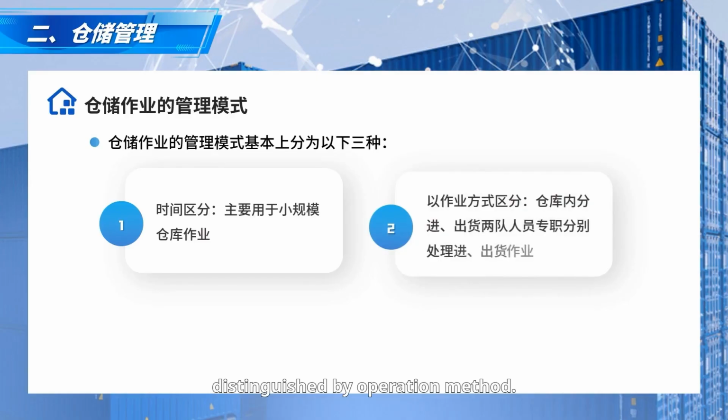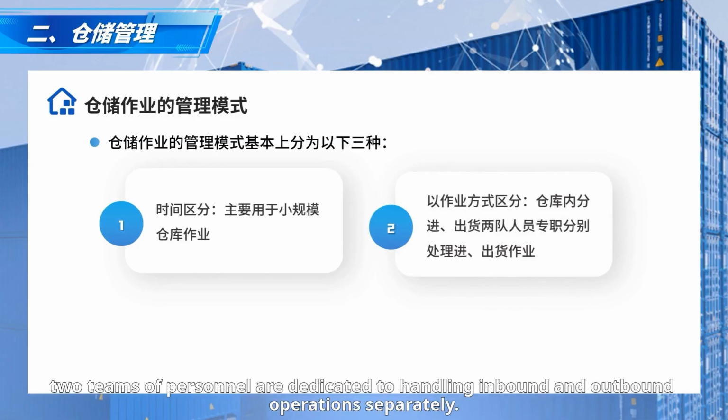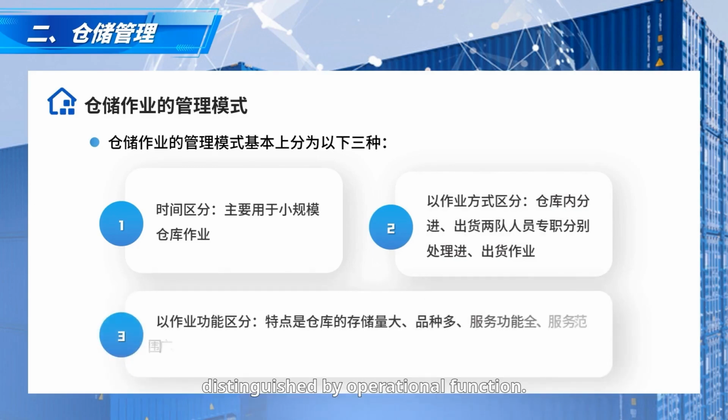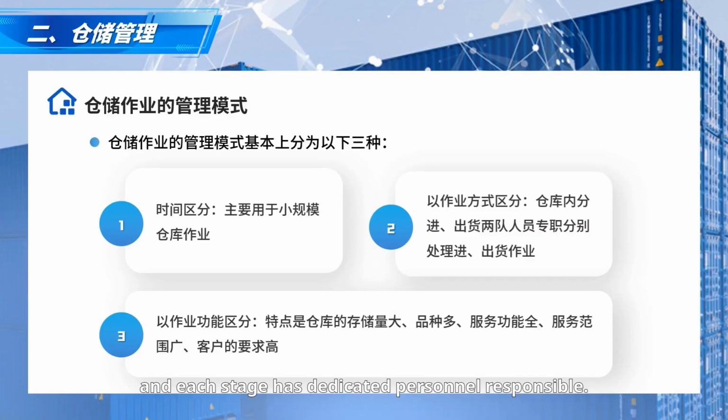Second, distinguished by operation method. Inside the warehouse, two teams of personnel are dedicated to handling inbound and outbound operations separately. Third, distinguished by operational function. Most modern logistics centers use this model, characterized by large storage capacity, many varieties, full service functions, and a wide service range. Customers have high demands, and each stage has dedicated personnel responsible.